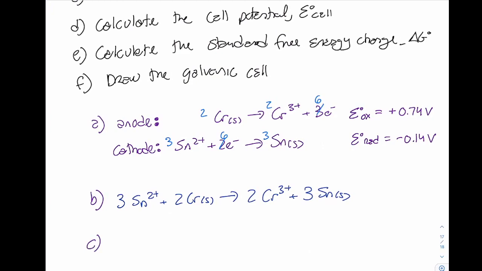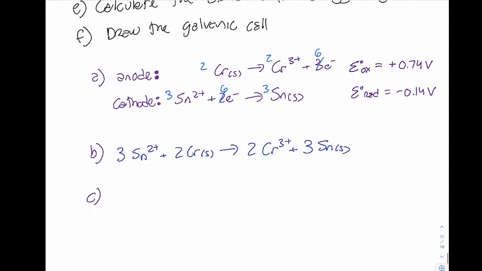C wanted us to write our shorthand notation. So remember, when we write our shorthand notation, we're always going to do the reaction at the anode first. We're going to have a single vertical line if I have different states, reactants first, product second, salt bridge symbol, and then the cathode on the other side. Same sort of idea, reactants first, product second, single vertical line between different states of matter. So my anode, right, that's this.